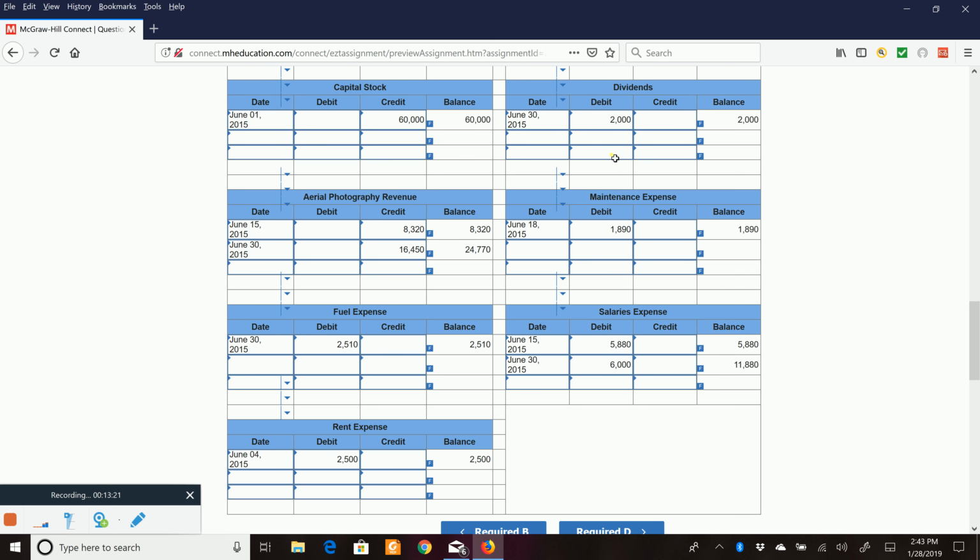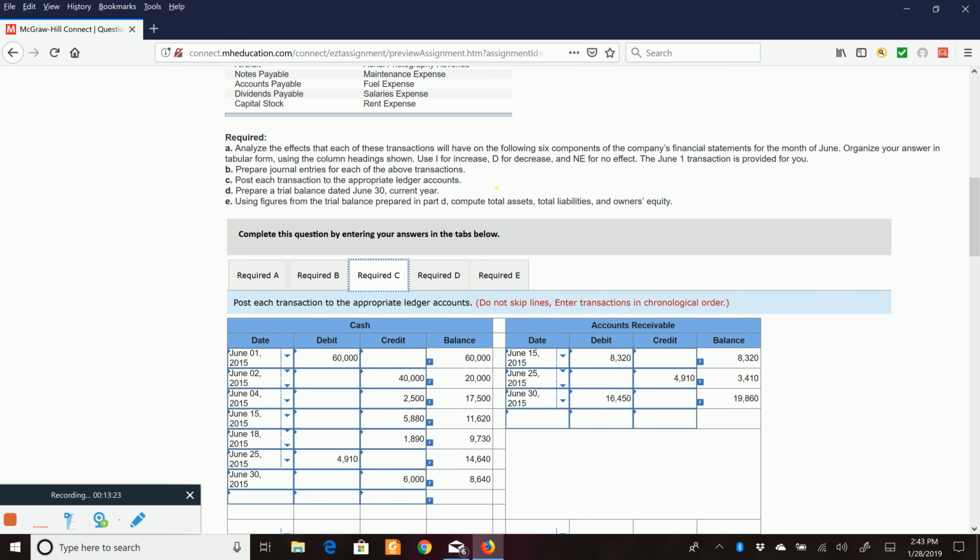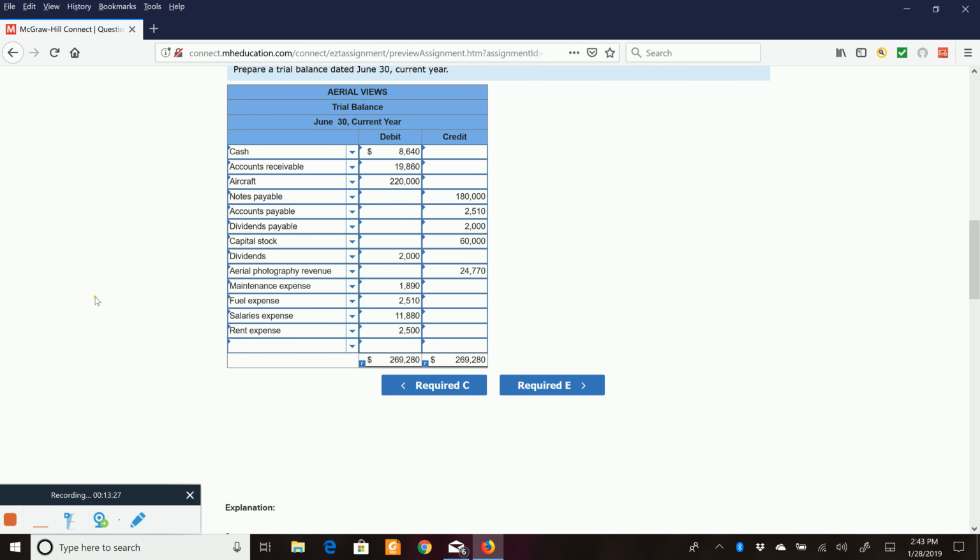You just take the bottom running balance in all the accounts, and we prepare what is known as a trial balance. A trial balance is simply a listing of all the running balances. You can see we have 3 assets, and their running balances are debit balances. Remember, the running balance is the side that makes it increase, a debit or a credit. And assets increase with debits. We have 3 liabilities, notes payable, accounts payable, dividends payable. They're going to increase with credits.